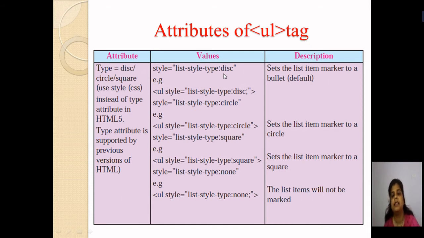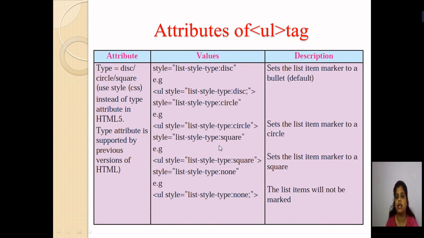The second is circle. Circle is used if you want to list your items with a bullet symbol as a circle. A normal circle, not fully black, an empty circle. The third type is square. This bullet is used to assign a square mark in front of your list item. And the fourth is none. If you mention none, no symbol will be assigned to your list.